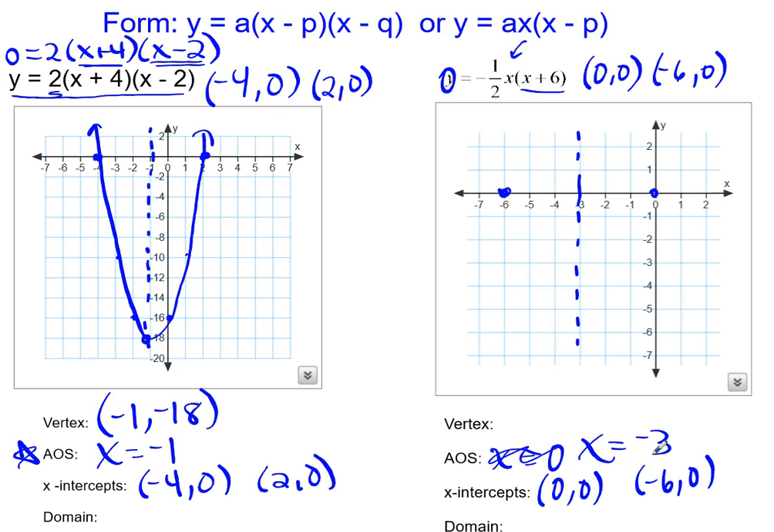So now we're going to plug in the -3 into the original equation. So -1/2 times -3 and -3 plus 6. So we get +3/2 plus 3. So this is 1.5 plus 3. So that's 4.5. So we're going to go over 3 and up. Whoops, we need to go up 4.5.